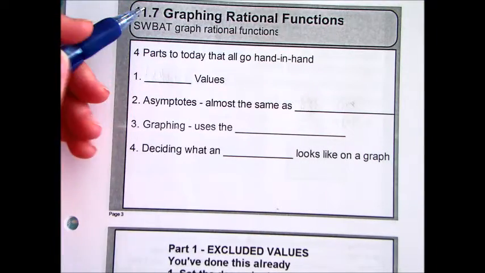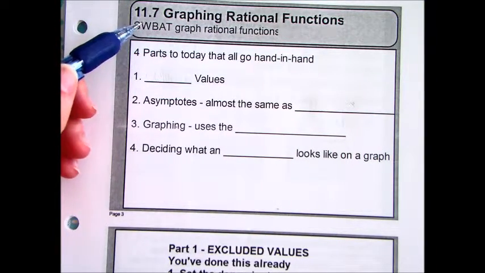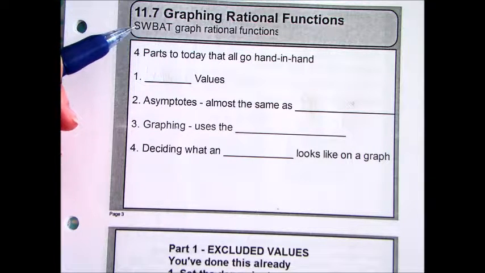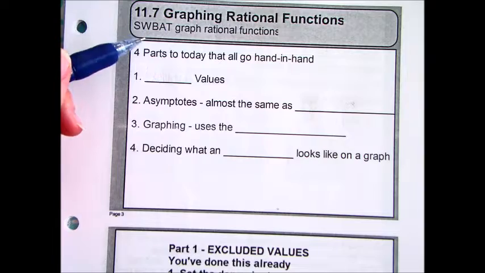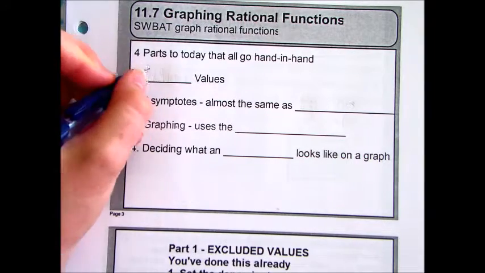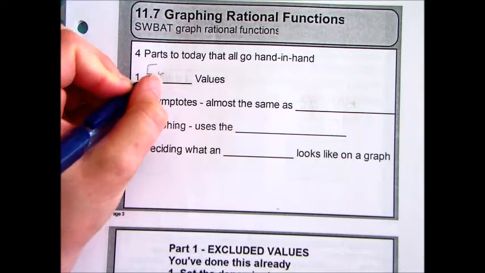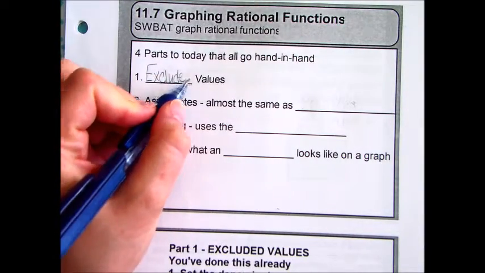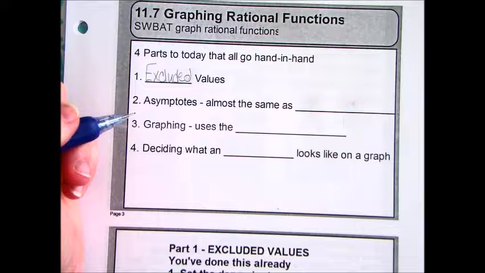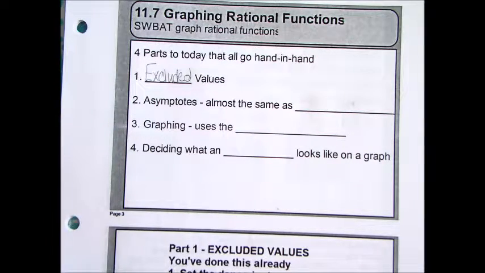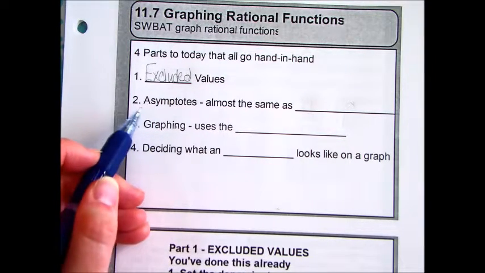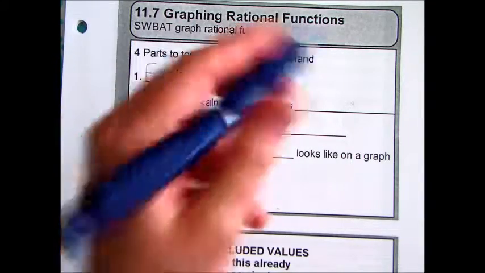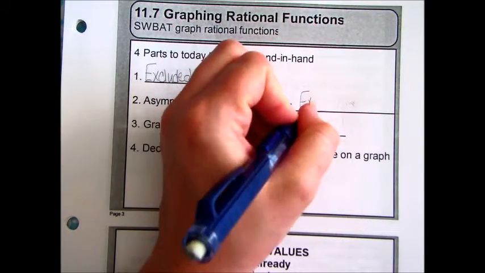Today we're going to do Chapter 11, Section 7, Graphing Rational Functions. There are 4 parts to today, and they all relate to each other. The first thing we're going to do today are excluded values. And we've talked about those at the beginning of Chapter 7 before. The other thing we're going to do is asymptotes. Asymptotes are almost the same as excluded values.